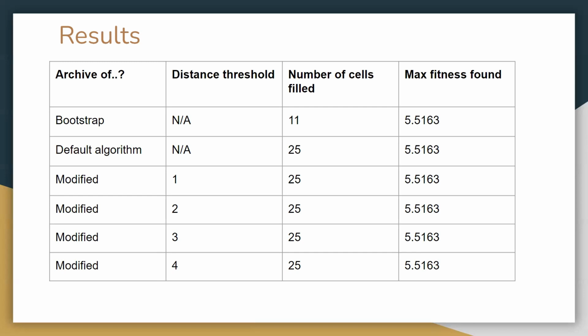Unfortunately, the maximum fitness found across all the algorithms is the same, which indicates that the genomes did not really learn how to walk. And they exhibited almost the same behaviors if the cells are staying constant.